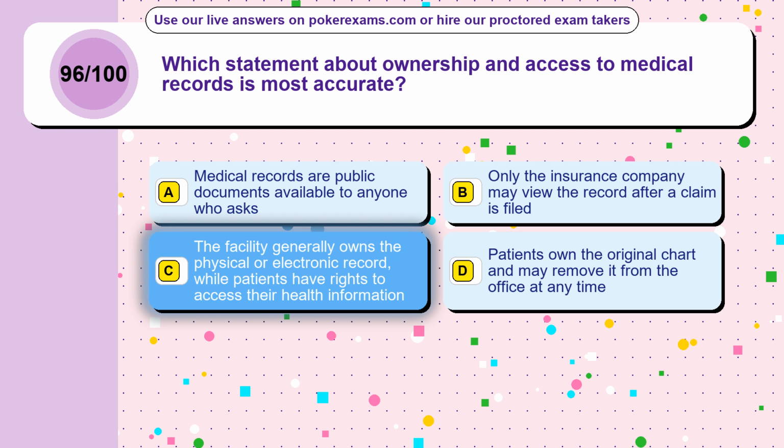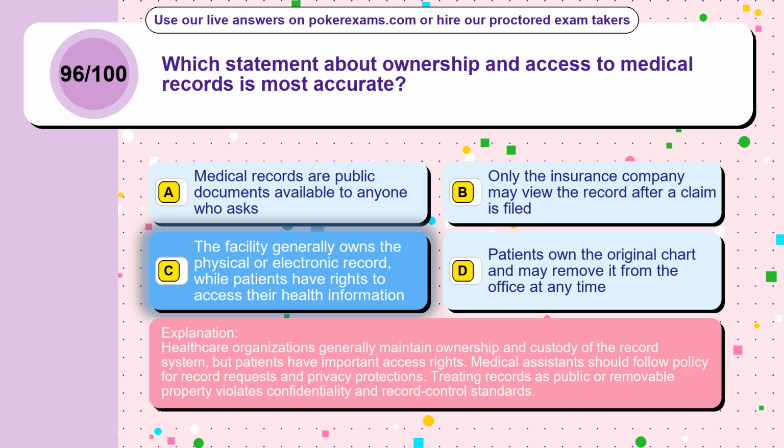The facility generally owns the physical or electronic record, while patients have rights to access their health information. Healthcare organizations generally maintain ownership and custody of the record system, but patients have important access rights. Medical assistants should follow policy for record requests and privacy protections. Treating records as public or removable property violates confidentiality and record control standards.